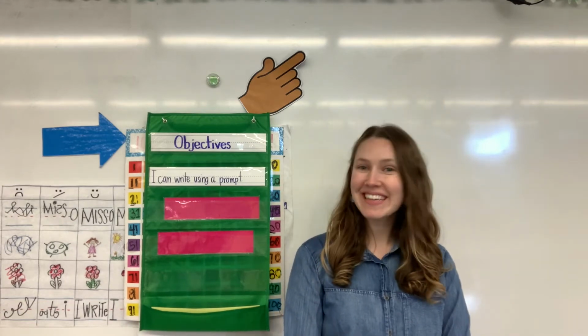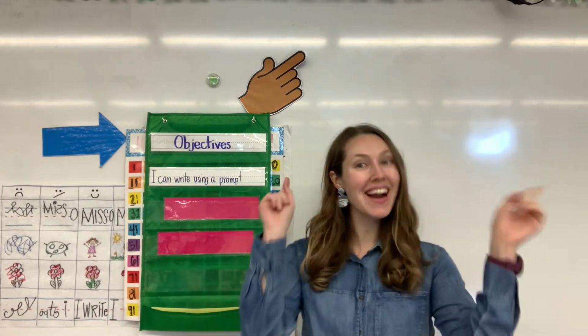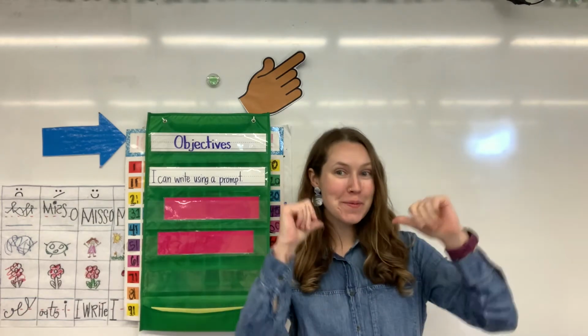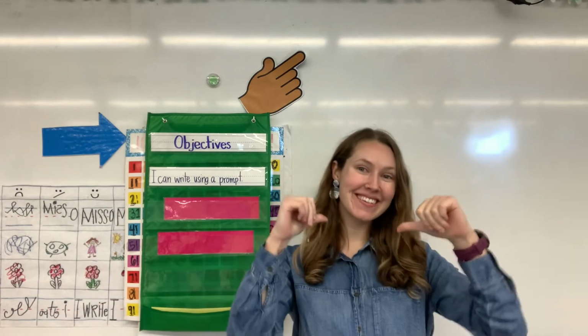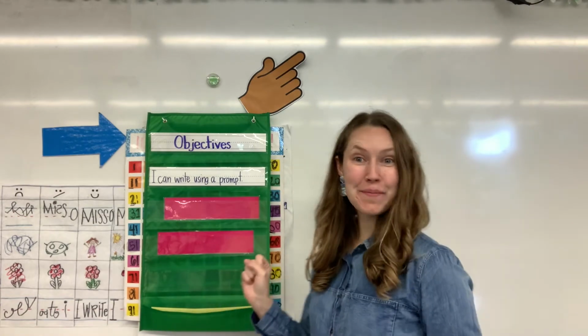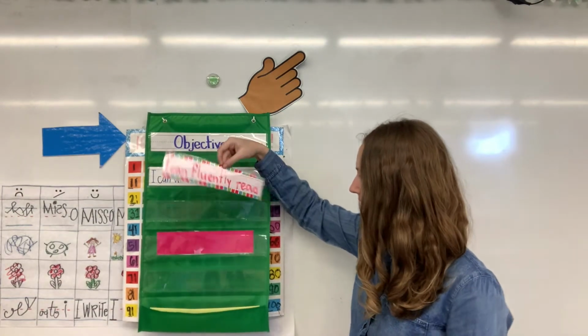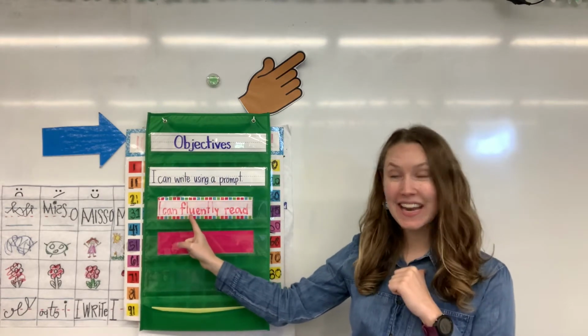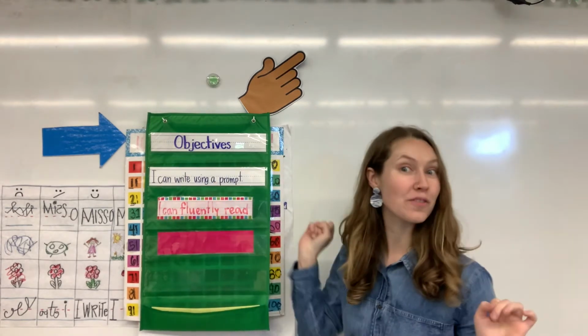Kindergarten Dolphins, we're going to do some reading. So I'll start and you repeat. Objective is what we are going to learn. Let's flip over our objective. Okay, today it says, I can fluently read.